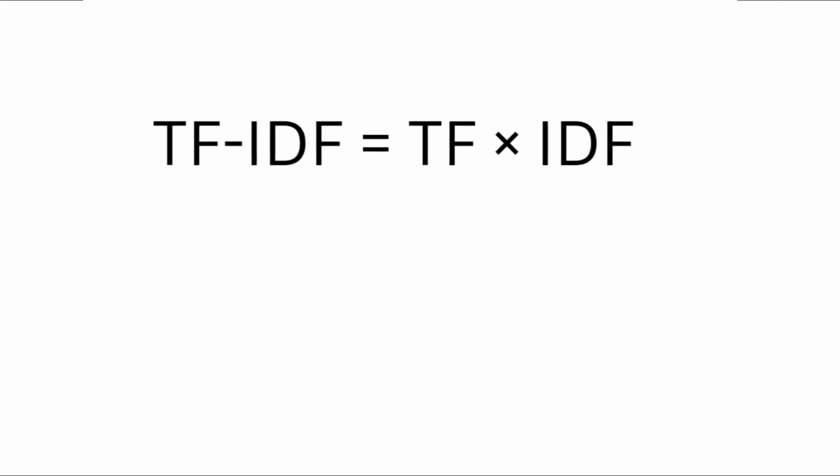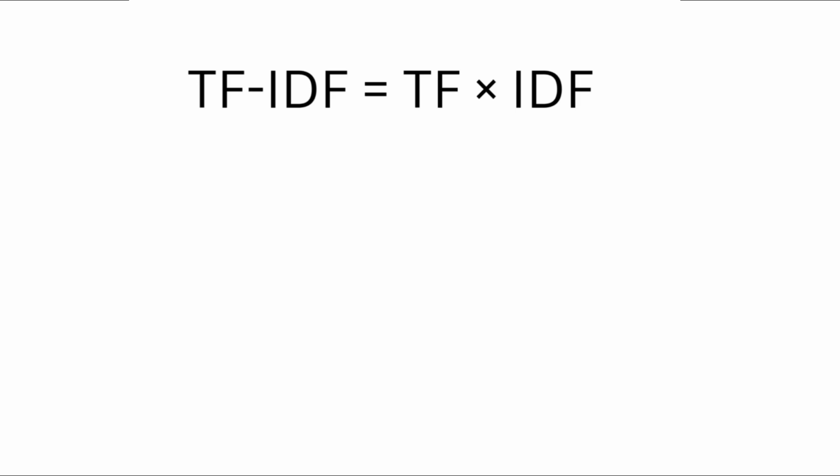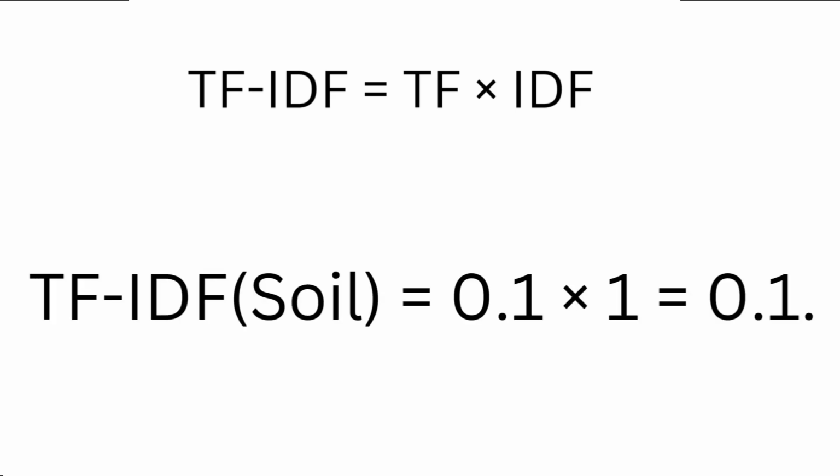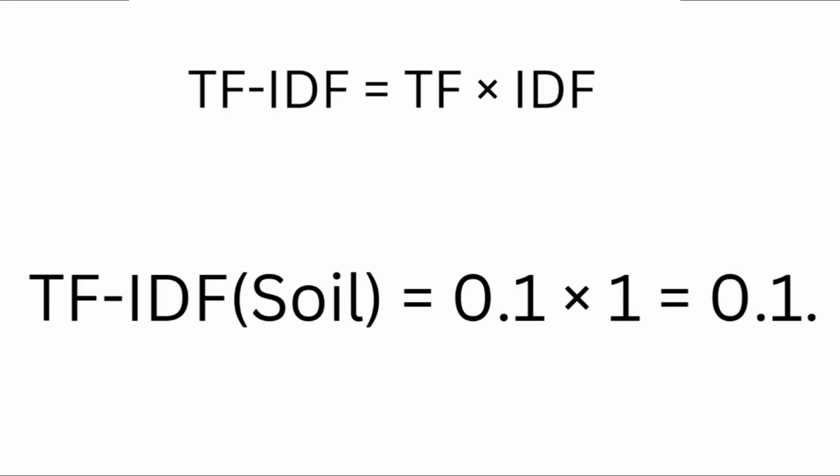Continuing our example, if the term frequency of soil in our document is 0.1 and its IDF is 1, then its TF-IDF score is 0.1 times 1, which is equal to 0.1.